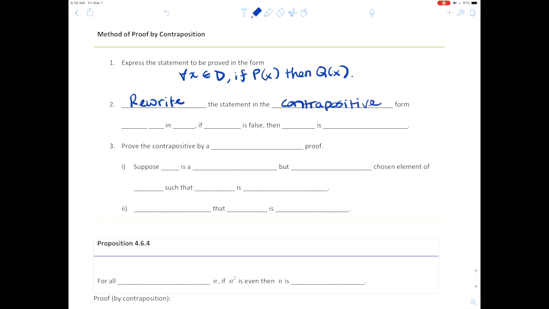Well, what is that form? For any x in D, if Q of x is false, then P of x is false. And remember, that's logically equivalent, right, to the first statement. So then we prove the contrapositive by a direct proof.